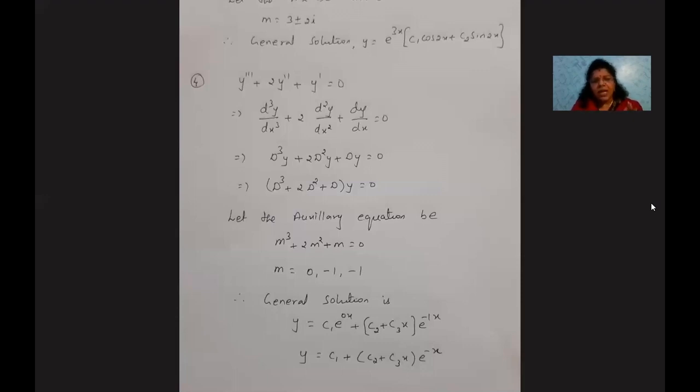Now the general solution: 0 is a real and different root. Minus 1 and minus 1 are real and repeated roots. So let me write the general solution by taking the combination of complementary function 1 and 2. That is C1 e power 0x, that is the case 1 solution, and minus 1 and minus 1 are repeated, so I'm going to use case 2, that is C2 plus C3x into e power minus 1x, correct? And e power 0x, we know, is always 1, so C1, and e power minus 1x I have written as e power minus x. This is the fourth problem.